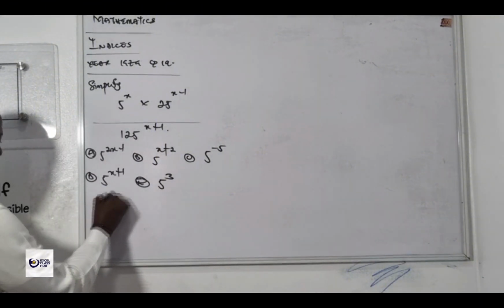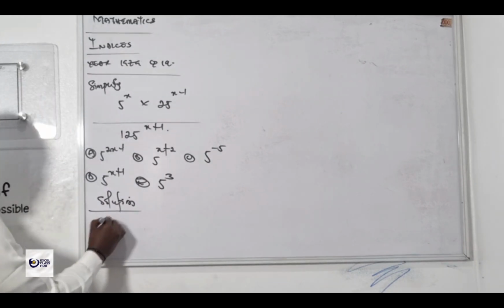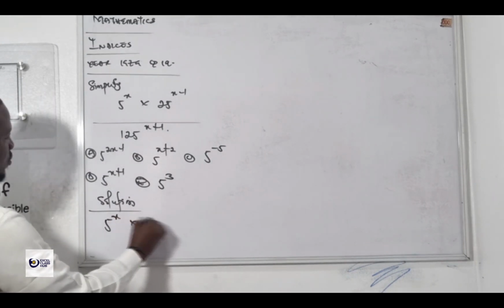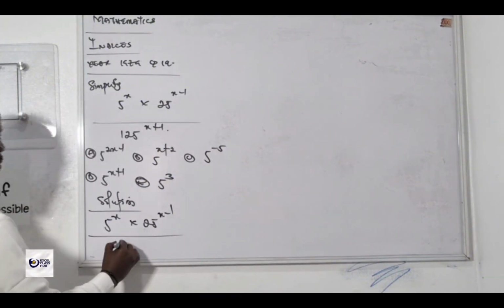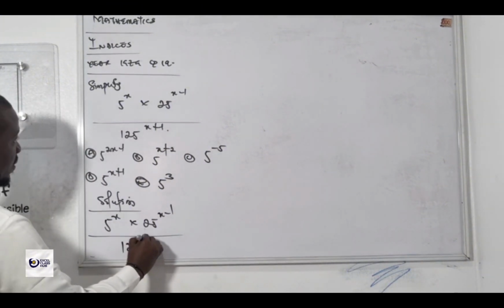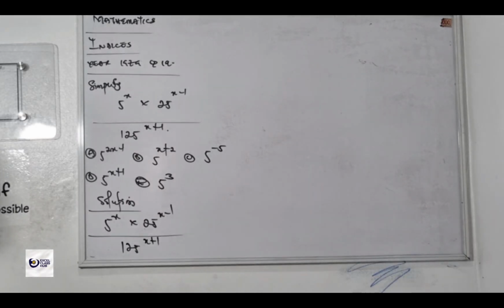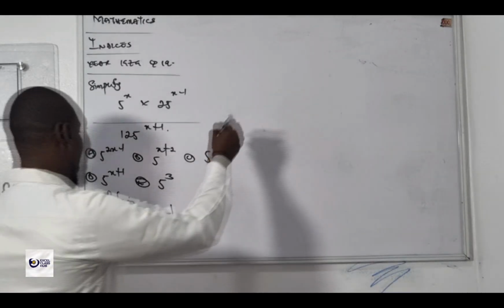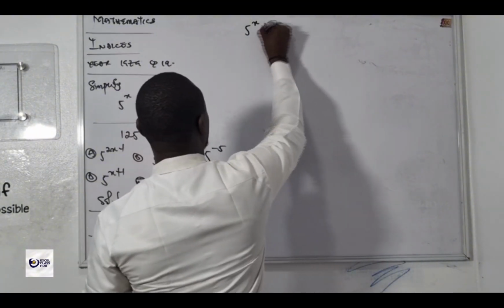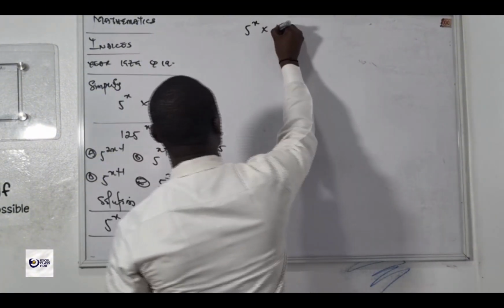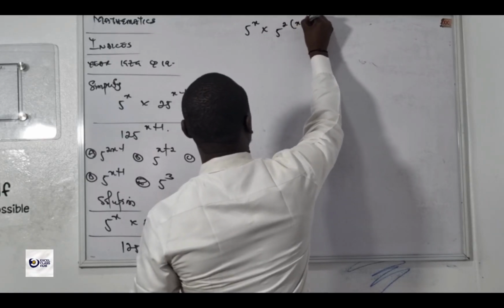So, solution to 5 raised to power x times 25 raised to power x minus 1 over 125 raised to power x plus 1. To solve this question, I can have 5 raised to power x times, you can see that this 25 here can give me 5 raised to power 2 into bracket x minus 1.